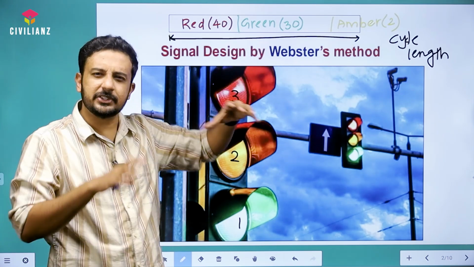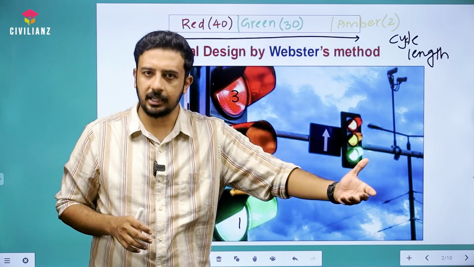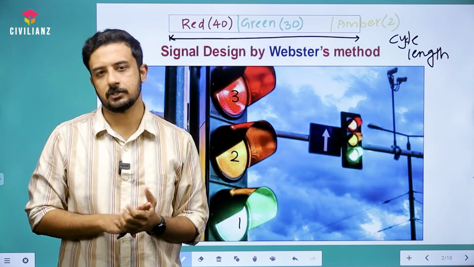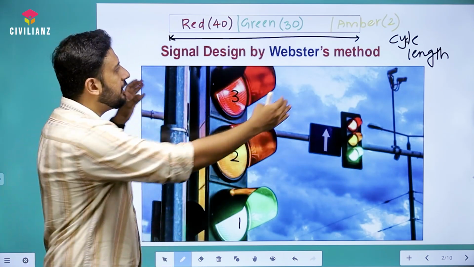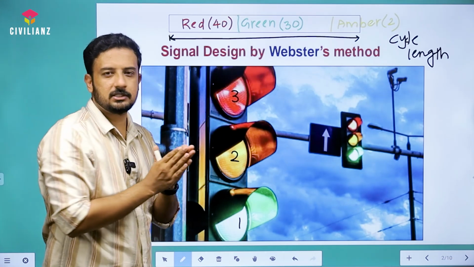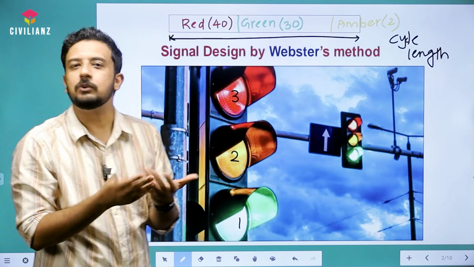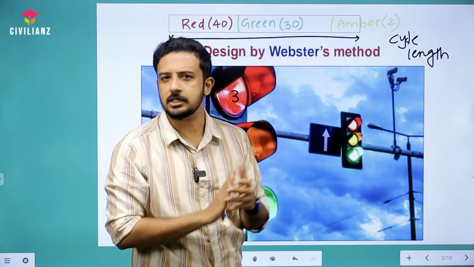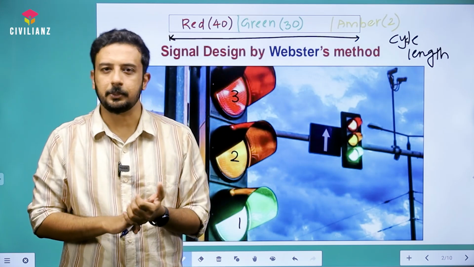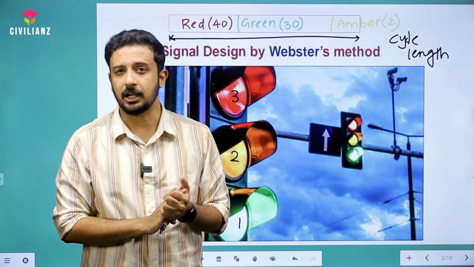If the green signal is so short that you will not get enough time to clear the intersection, right or not? So if the cycle length is very small, what is the problem? The delay will increase. You will not be able to cross the intersection fast. You will take more time. So the delay will be too much, right or not?